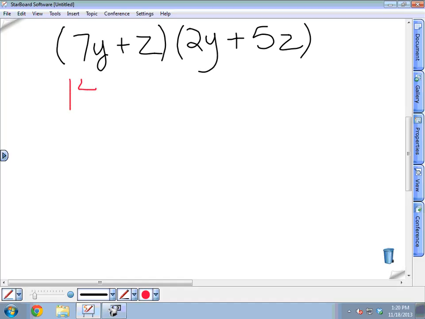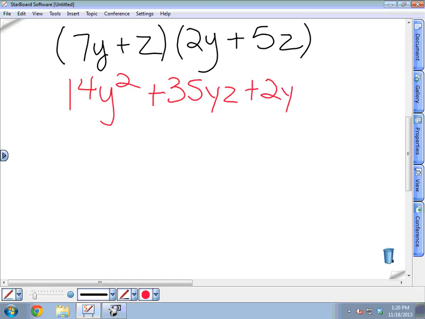14y squared plus 35yz. Well, so, okay. 37yz. Plus 2yz. Then plus 5z squared.